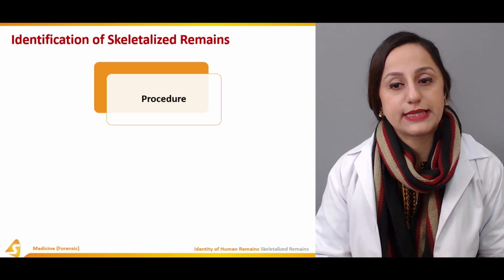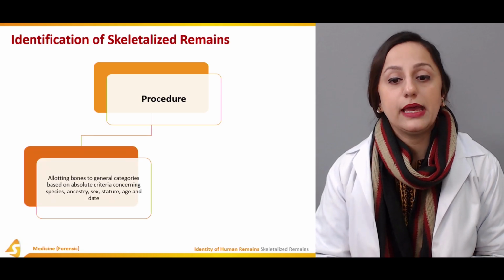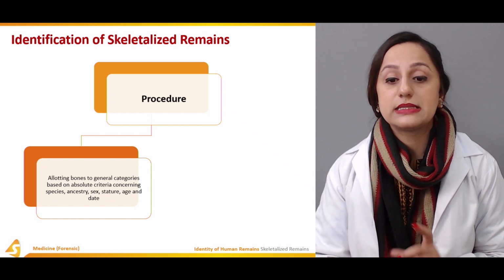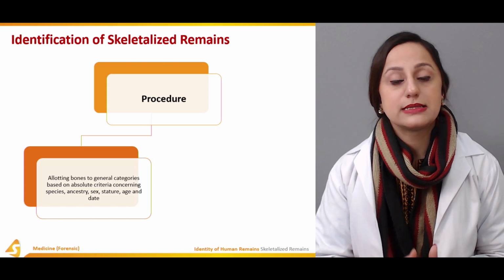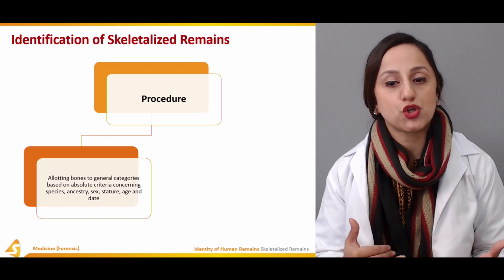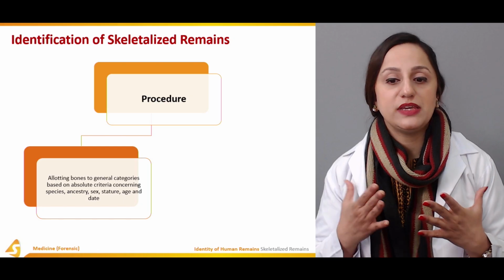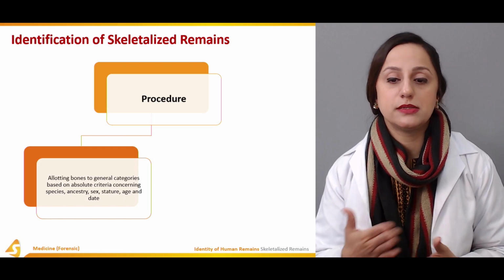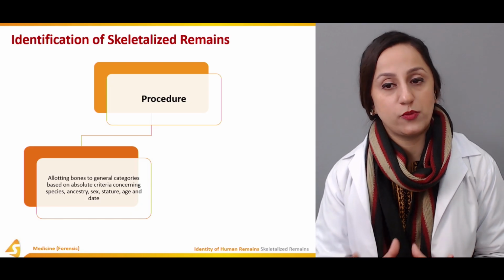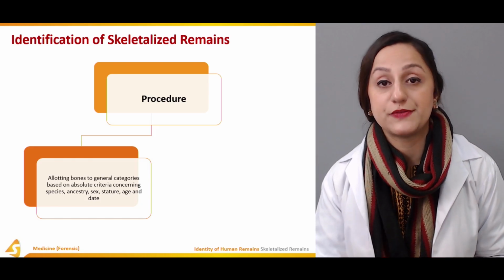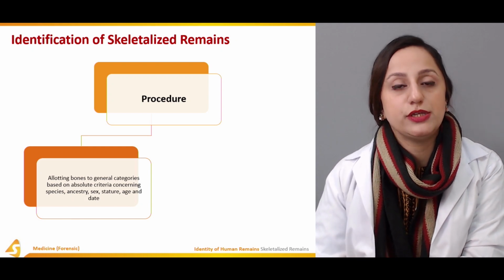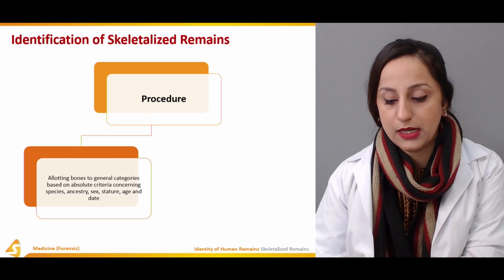Now, identification of the skeletalized remains, what is the procedure? Allotting the bones to the general categories based on absolute criteria concerning species, ancestry, sex, of course, whether he's a male or a female, the general stature of the person, tall, short, obese or lean, the age of the person, infant, middle-aged or adult, and the date on which this procedure is being performed. It is very important. So this is the whole procedure, and this is the whole criteria that is going to establish the complete identity of a person, the ancestry, of course.